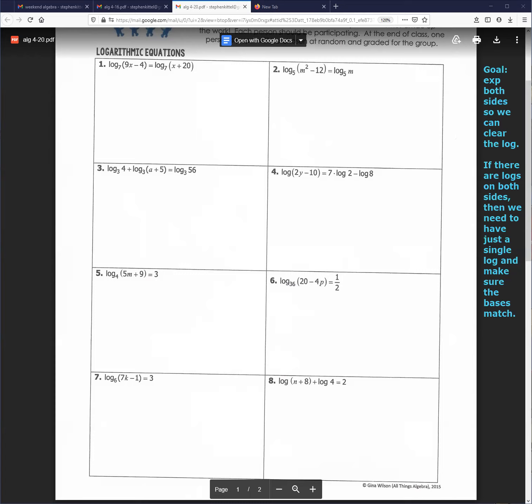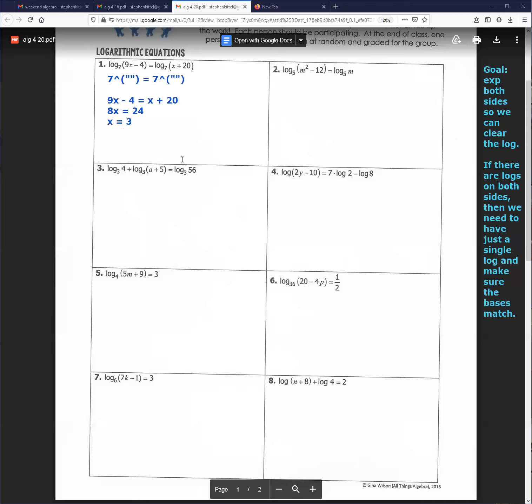But we do need to simplify these sides to having a single logarithm or a single expression, a single term on both sides. Now, it's not an issue with number 1. There is a single term. There's a log base 7 of stuff equals a log base 7 of stuff. So we don't got to do anything fancy. We just got to say 7 to the this stuff is equal to 7 to the that stuff. And what's going to happen is the 7 to the and the log base 7 will cancel. And we're left with 9x minus 4 is equal to x plus 20. And now we just solve normally. And we get x equals 3.